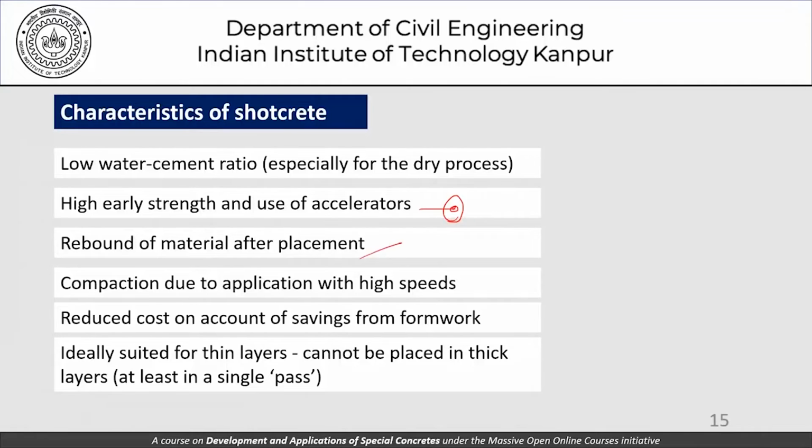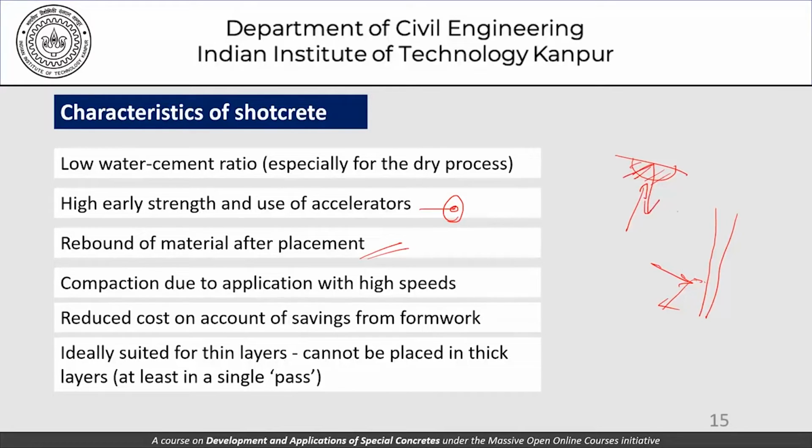Rebound of the material after placement is something which we are forced to live with. When concrete is deposited on a surface, which could be, let's say, vertical, and we are trying to deposit the concrete here, it's obvious that some of the concrete will fall off. This is so much more so if we are trying to deposit the concrete in an overhead position. So there is no reason to believe that all the concrete that comes to the surface will get deposited here. Some of it will surely rebound.